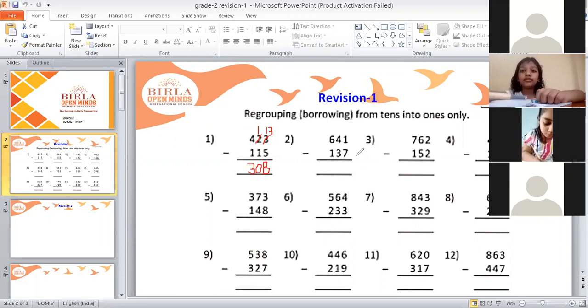641 and 137. This is 641 minus 137. Fine, but tell me what are the numbers in ones place? 1 and 7. Now tell me, is it possible to subtract 7 from 1? No, ma'am. So what will we do? Quickly tell me. We will take borrow. Okay, so we will take borrow from which number? From 1, ma'am.